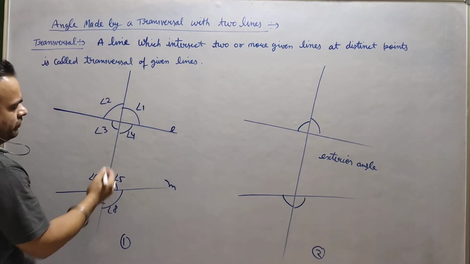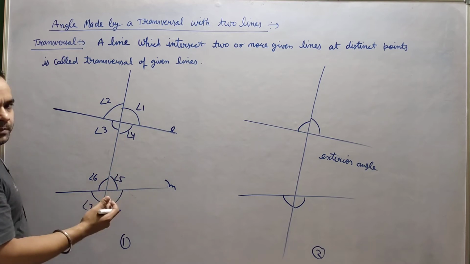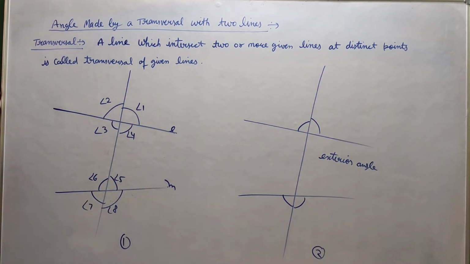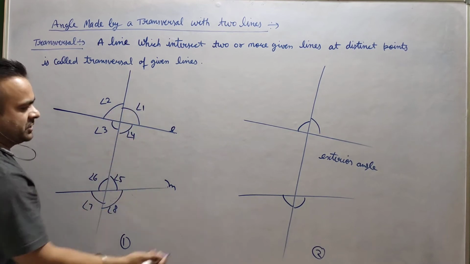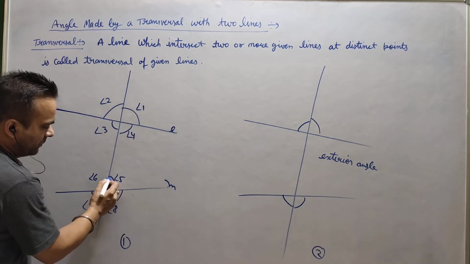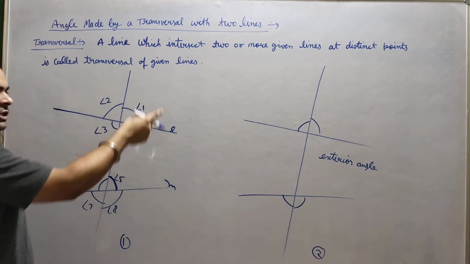So which angle in this particular line is above the line and on the right side? Are you getting my point? Which angle is above the line and on the right side? Definitely it is angle 5, because it is above the line and on the right side. It is also in the same direction.